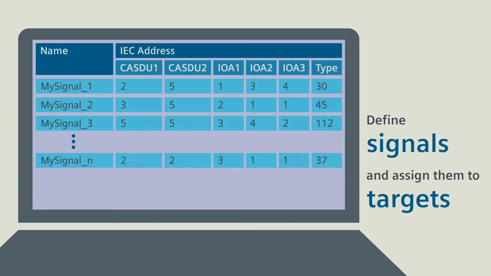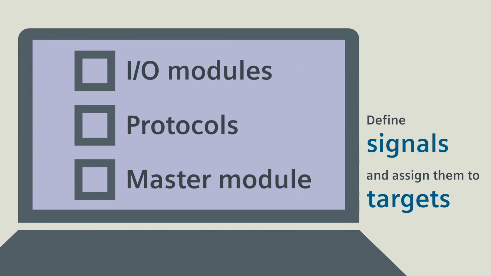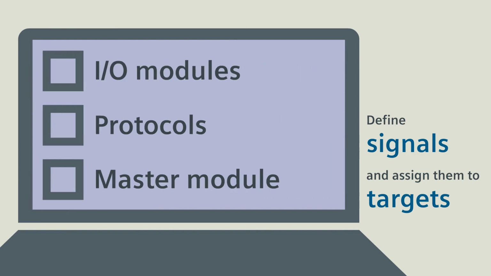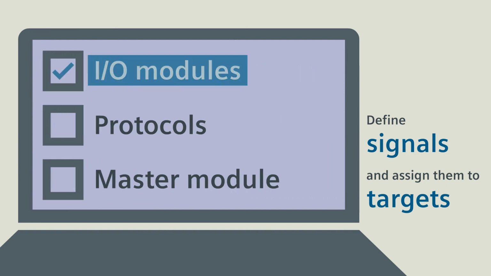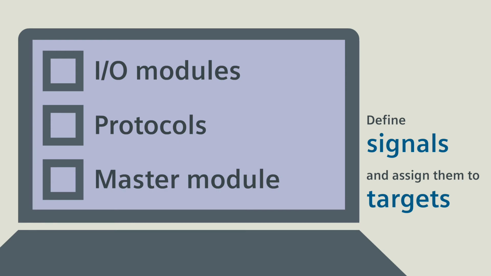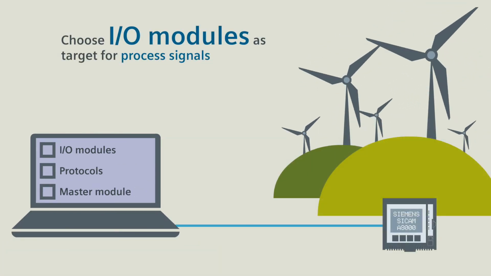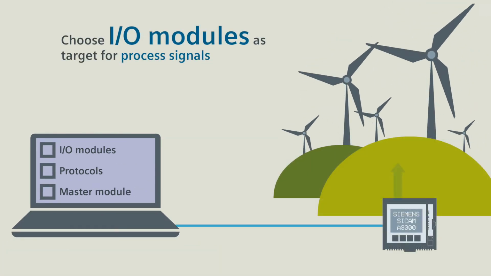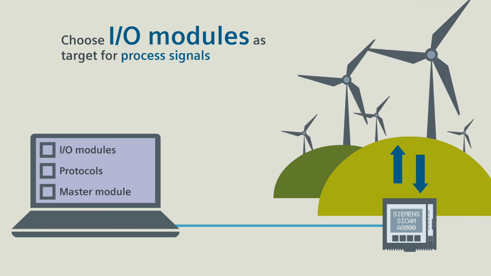First, define each necessary signal with a name and an IEC address. Then, assign the signals to different targets, for example, to I/O modules, to protocols, or to the master module. You select an I/O module as the target for signals to the process and from the process.